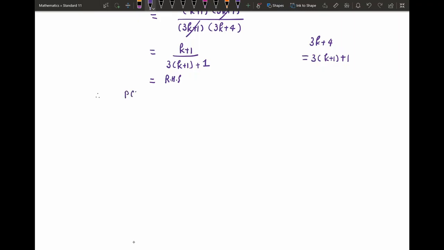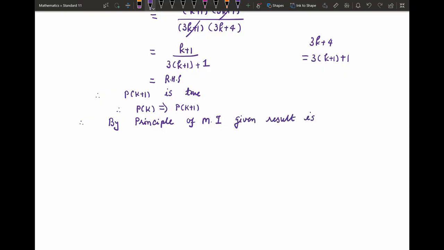Therefore P of k plus 1 is true. Therefore P of k implies P of k plus 1, and therefore by the principle of mathematical induction, the given result is true for all n belongs to the set of natural numbers.